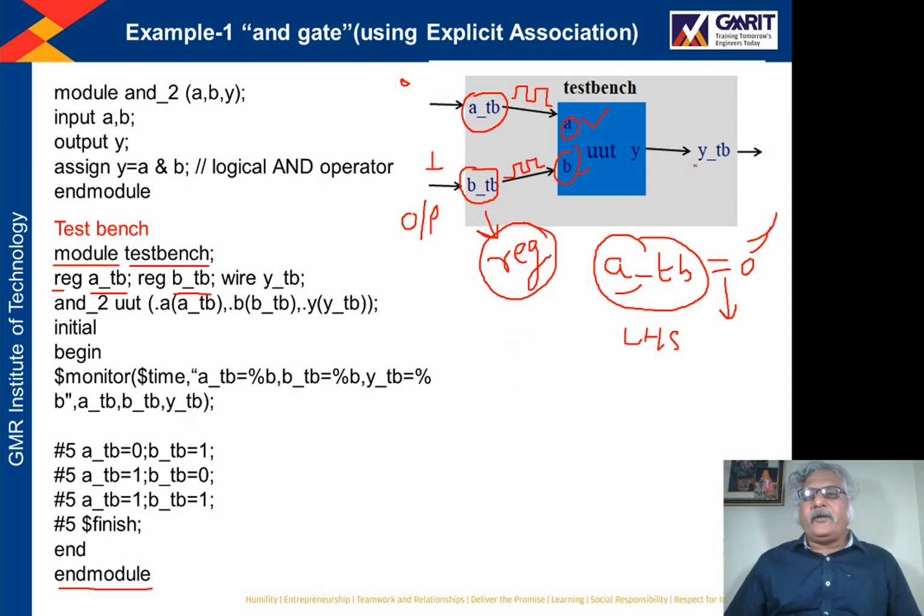And here you see Y_tb. This Y, which is the output pin of my unit under test, may generate some signals depending upon the inputs A and B. So this will be received by this Y_tb. So here this will basically be your input, because this Y_tb will receive the output generated by Y. In this way you can recall this.